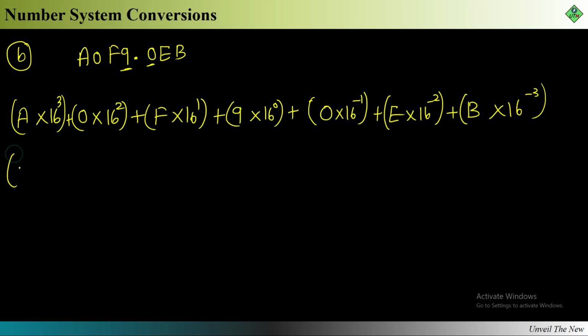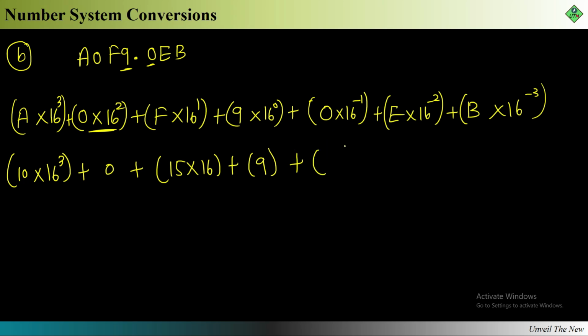Now A, so A is basically 10 into 16^3. Now 0 into 16^2 will simply be 0. F is 15, so 15 into 16, and 9 into 16^0 is 9. 0 into 16^-1 is 0. E represents 14 into 16^-2, and B represents 11 into 16^-3.